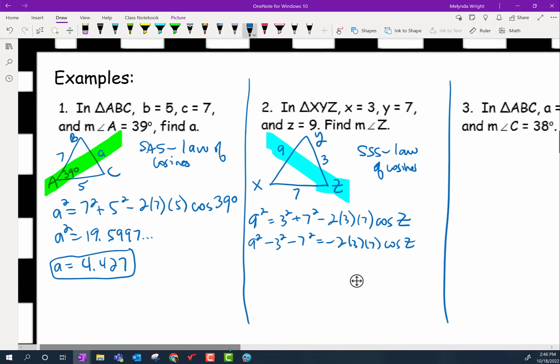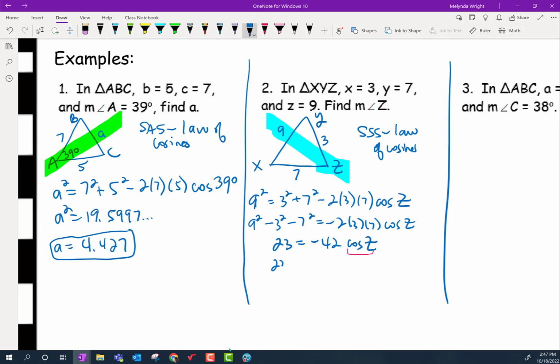So I have 23 equals, let's see, 2 times 3 is 6, 6 times 7 is 42, so negative 42 cosine of z. Now, this is what I don't know. I don't know what z is, so I need to solve for the unknown. That's what we do in equations, is we solve for the unknown. So I need to divide both sides by negative 42. And so I have 23 over negative 42 is cosine of z.